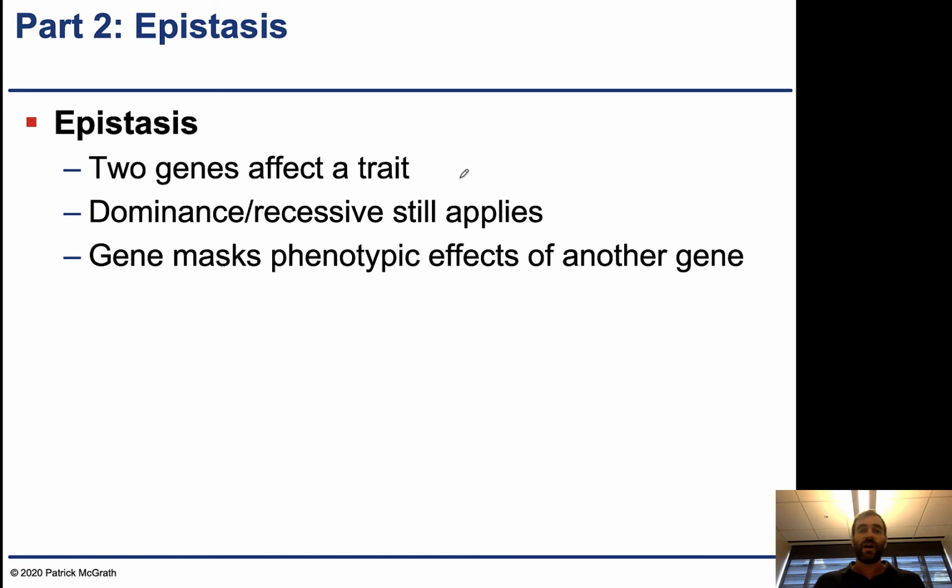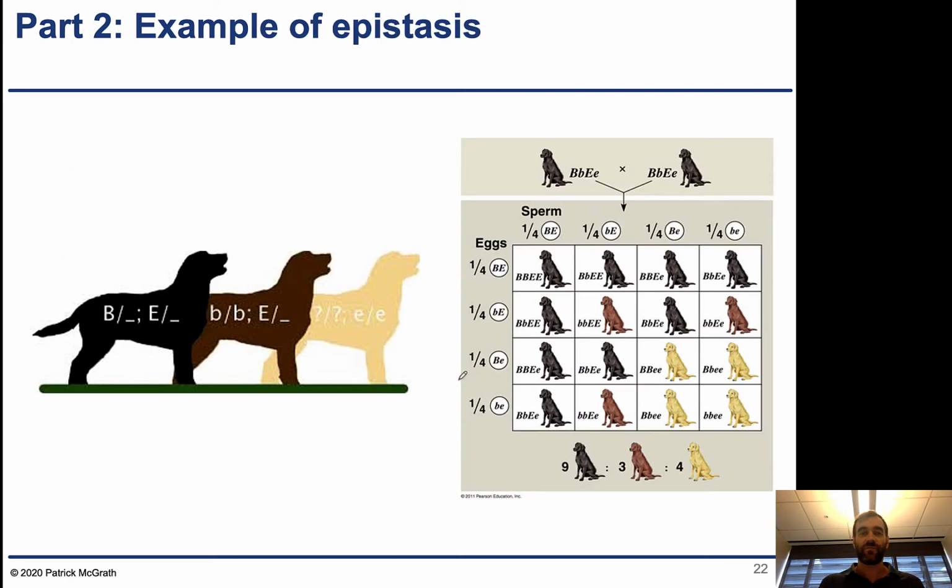So now we're going to move on and make things a little bit more complicated. Everything about the approach before is similar with the exception of the existence of epistasis. So epistasis: two genes still affect a trait. Typically dominance and recessiveness still applies, but now we allow one gene to mask the phenotypic effect of another gene. So what is an example of epistasis?